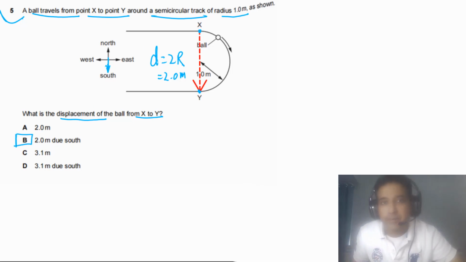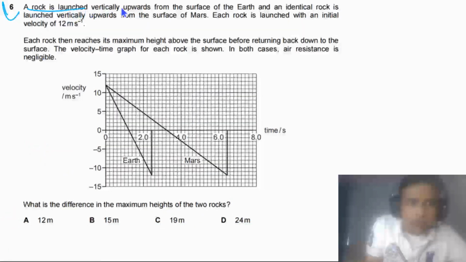Displacement is a vector. Question 6 says a rock is launched vertically upwards from the surface of Earth. An identical rock is launched vertically upwards from the surface of Mars.